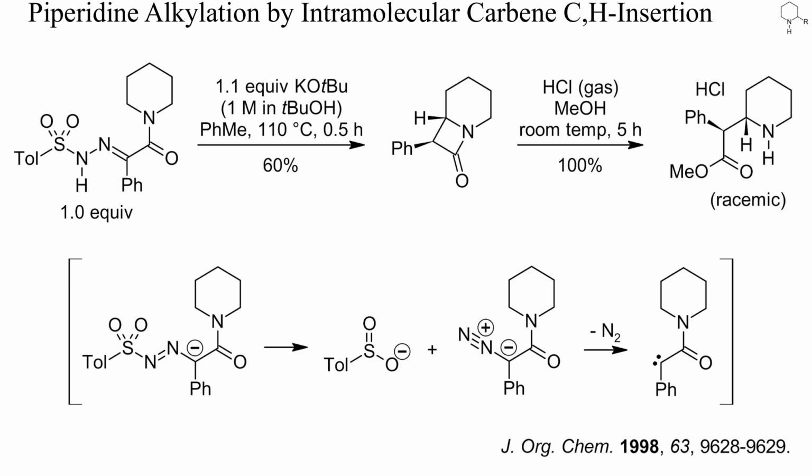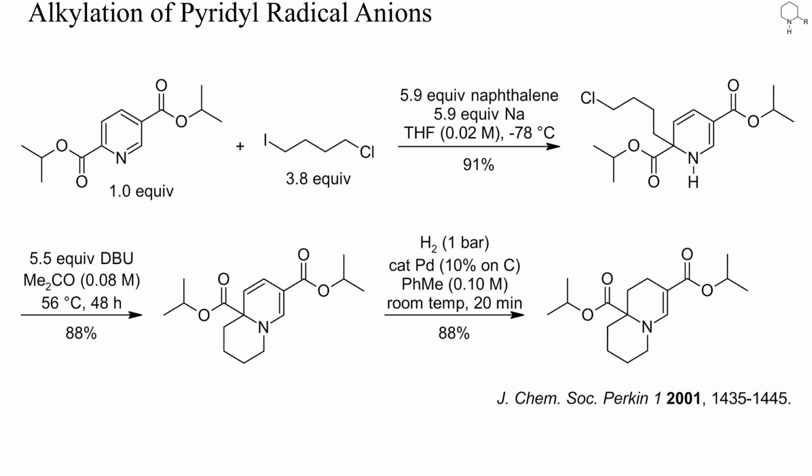Examples have also been reported of the alkylation of piperidines by intramolecular carbene CH insertion. In this example, the carbene was generated by heating a tosyl hydrazone with potassium tert-butoxide, and the insertion proceeded with high diastereoselectivity. Instead of metallating a protected piperidine or tetrahydropyridine, electron-deficient pyridines can also be alkylated directly and then hydrogenated.